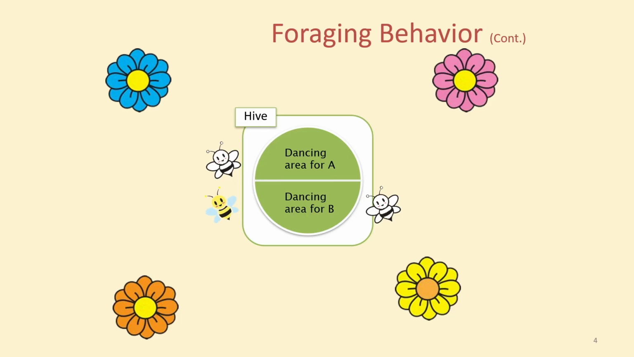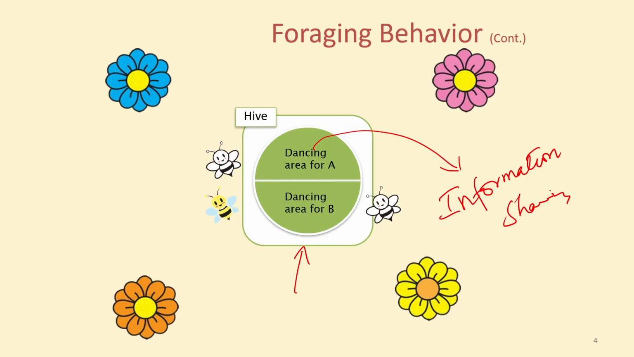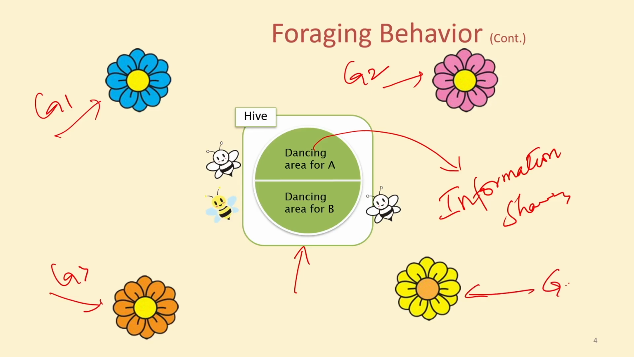Let me animate the foraging behavior of the process. Assume this is a hive area. In that hive area some space is allotted to show how the information sharing happens. This dancing is meant for information sharing. Now assume there are some gardens: this one flower represents one garden, say garden 1, another flower refers to garden 2, this refers to garden 3, and this refers to garden 4. There are 4 gardens covering this hive.